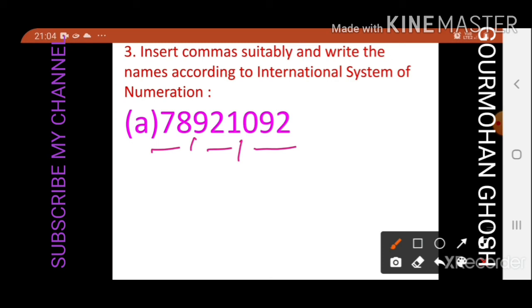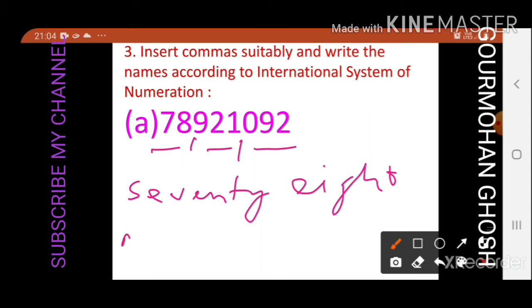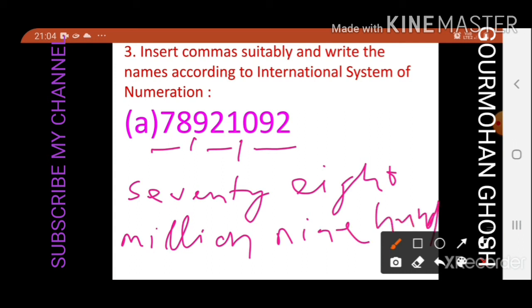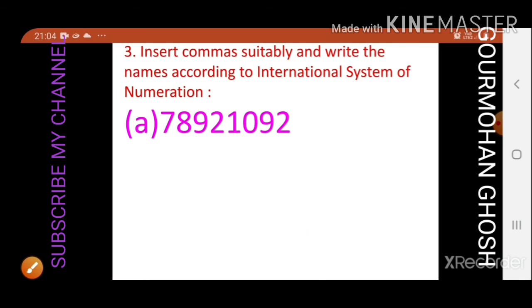Then its name is 78 millions 921,092. So this is 78 millions 921,092.